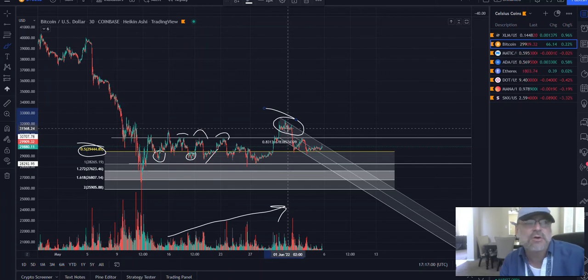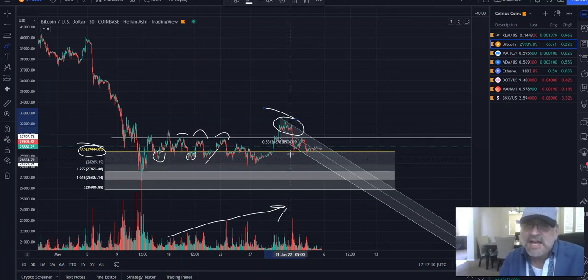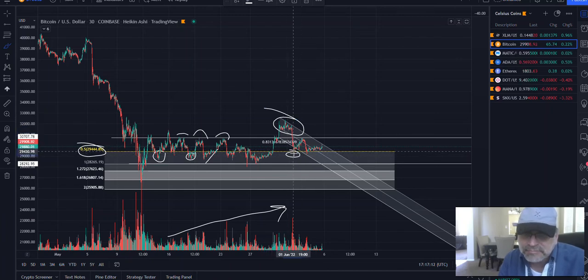We take this on even a lower fractal. Say if we were to lessen the time frame to a 5 minute, then we would see just a hardy distribution range right here. Came back down. It only came back down to midpoint.